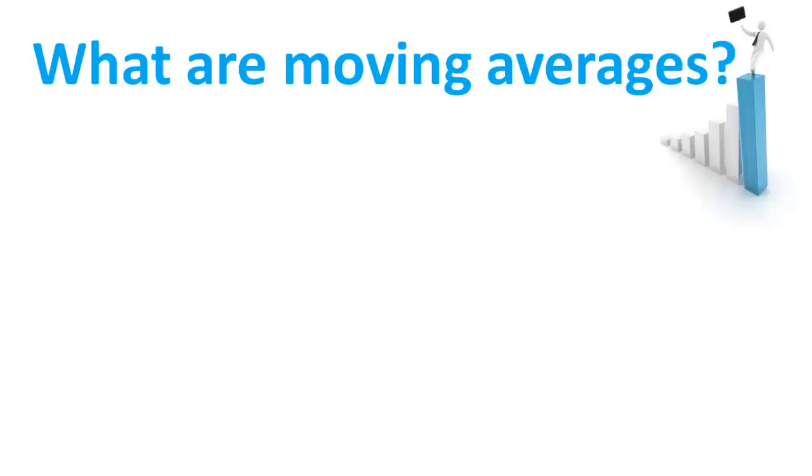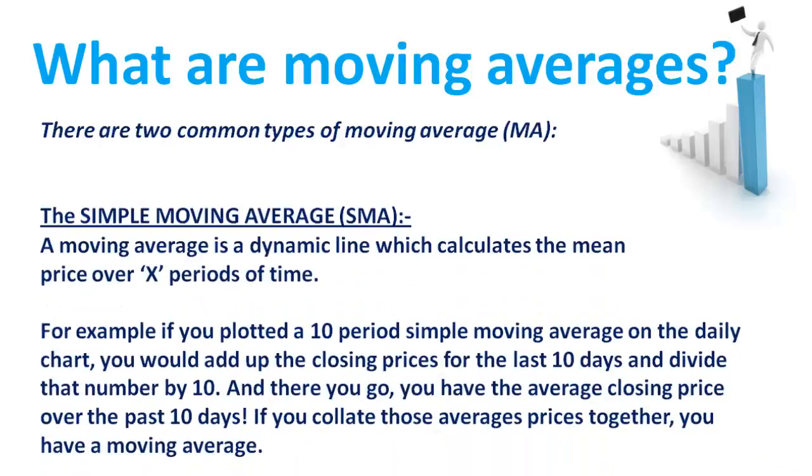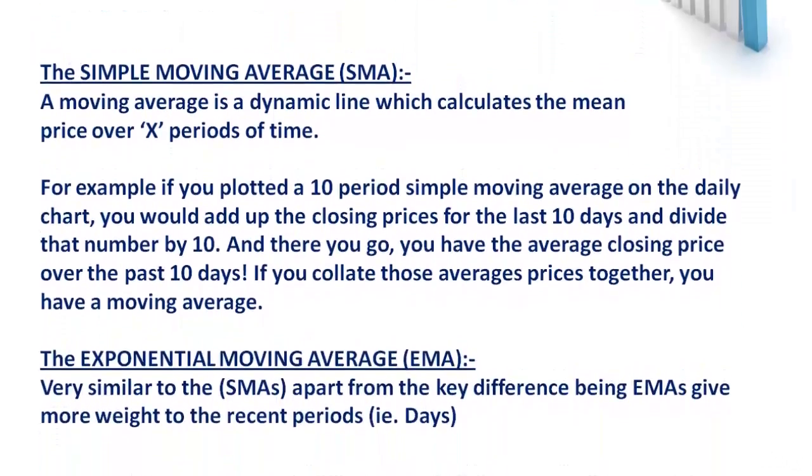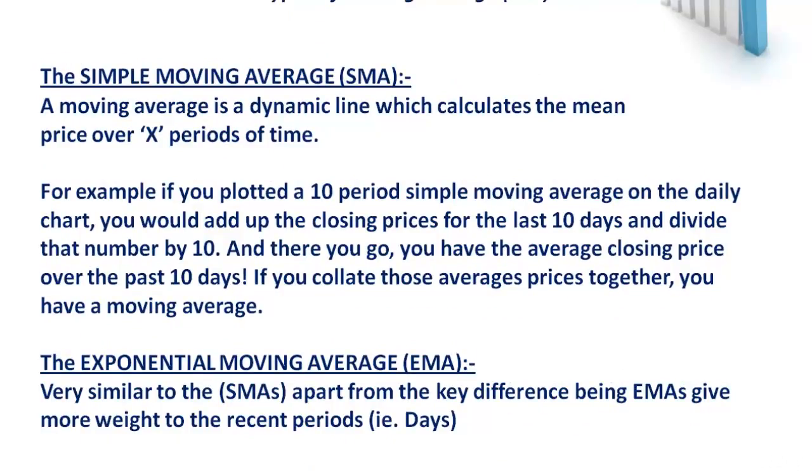But what are moving averages? Here is the true definition. There are two common types of moving averages which we use: the simple moving average, also known as the SMA, and the exponential moving average, or EMA. We're slightly more tilted towards the exponential moving average because the trajectory of the curve is slightly more favored with regards to the most recent price action.